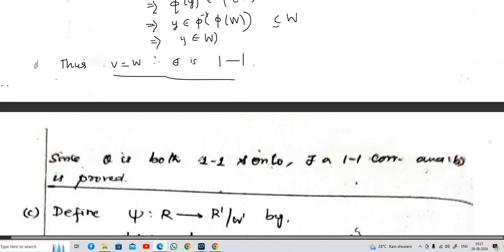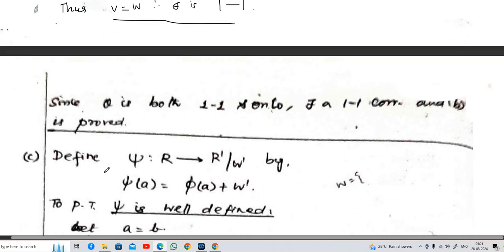Therefore theta is 1 to 1. So since theta is both 1 to 1 and onto, there exists a 1 to 1 correspondence between tau and tau prime, and therefore we have the subdivision B.